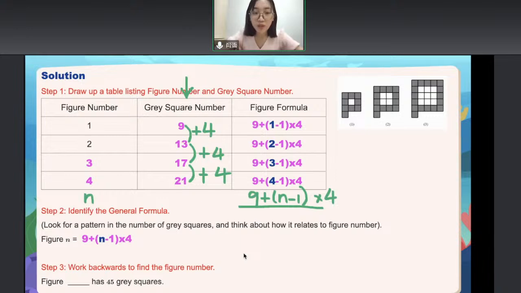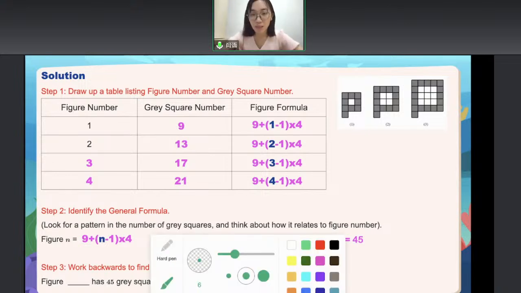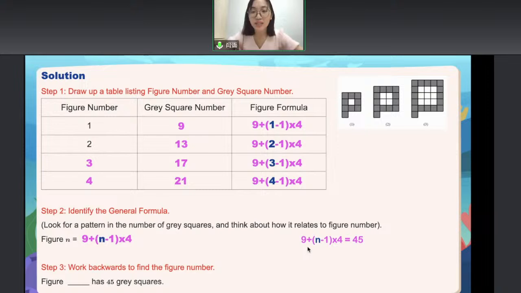Okay, and this is our general formula. And then back to the question. The question asks you which figure has 45 gray squares. Wow, this is the most challenging part. Here, everyone, we already know that the number of items equals to 45. What is n here? Some students just say, okay, I know that 45 is the number of gray squares, is it? No, because now you need to figure out the figure number. So that is how to solve out 9 plus bracket n minus 1 times 4 equals to 45.